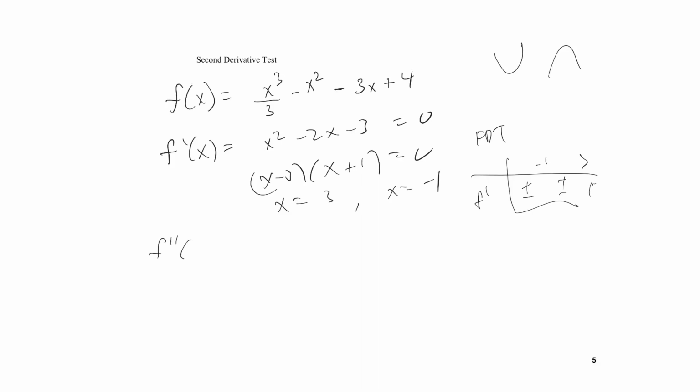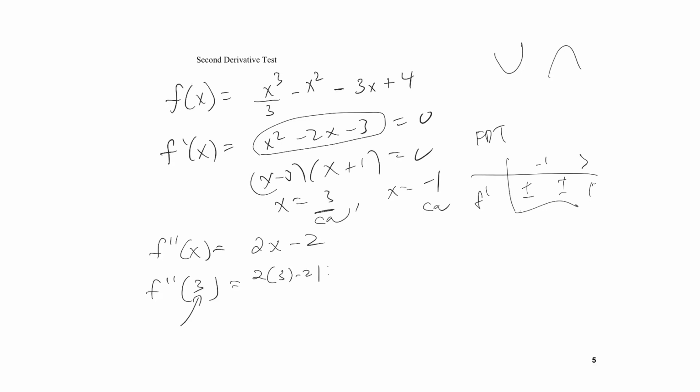For the second derivative, we take the first derivative and continue on with the derivative using the power rule. We get 2x minus 2. So what we're going to do next is take f prime and sub in our critical numbers. These are our critical numbers where the slope is 0, the derivative is 0. So we're going to sub in 3 into here. And what do we get? We get 2 bracket 3 minus 2, which equals 4.